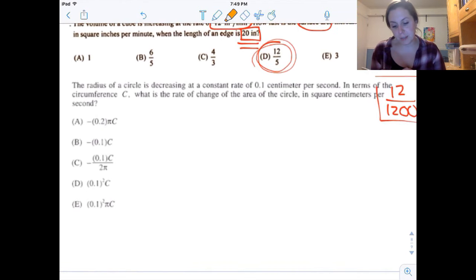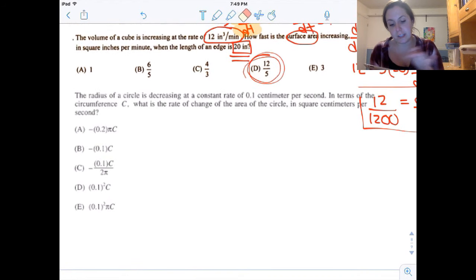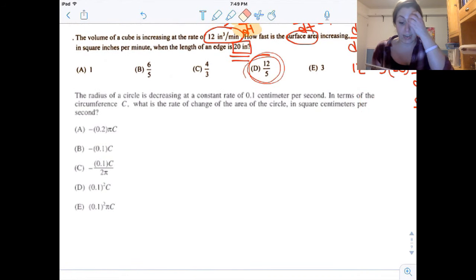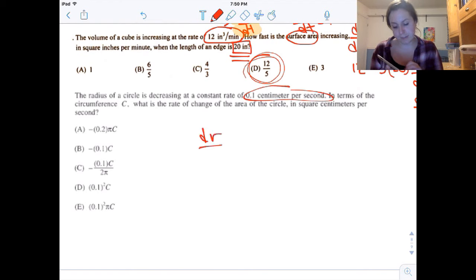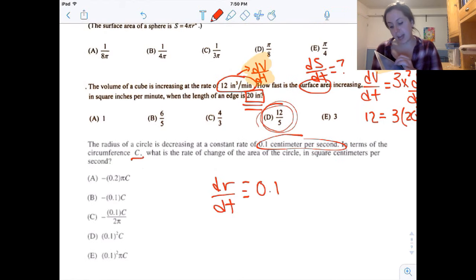The radius of a circle is increasing at a constant rate of 0.1 centimeters per second. So dr/dt equals 0.1. And it says decreasing, so that should be negative, right? Okay. In terms of the circumference, and I'm going to remind myself that C is 2 pi r, right? What is the rate of change of the area of the circle in square centimeters per second? So I want to know dA/dt.